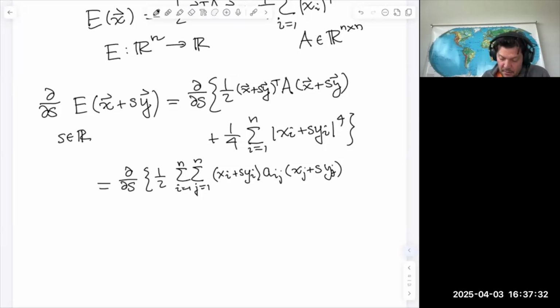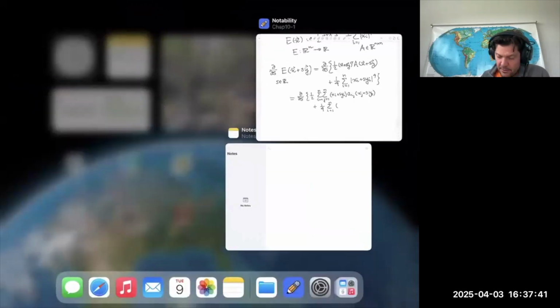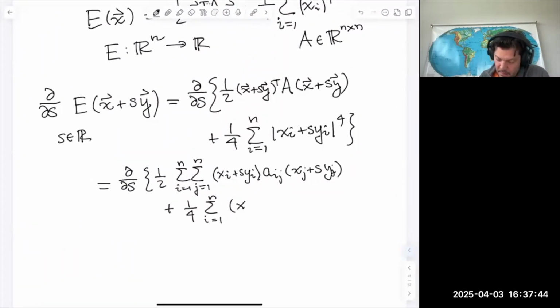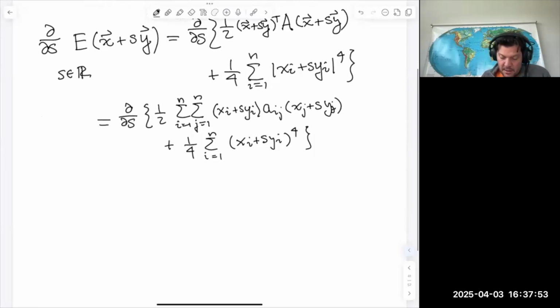We still have the derivative to take. And we have 1/4 sum i equals 1 to n. This we can simplify, we can drop the absolute values: (x_i plus s y_i) to the 4th power. Okay, now I think we can take the derivative. The derivative is a linear operation, so it's going to pass right through this finite sum, and it's going to see 3 terms, right? But this term is just going to be constant. It sees this term and that term in a product, right? So we have to take the product rule.